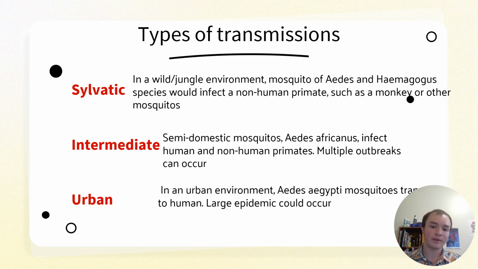The intermediate, or Savanna, cycle is an in-between between the sylvatic and the urban cycle, where semi-domestic mosquitoes, such as Aedes africanus, can infect humans as well as non-human primates. So this is where multiple outbreaks can occur. And last, we have the urban cycle, where in the urban setting, the Aedes aegypti mosquitoes can transmit the virus to humans, and this is where the large epidemics that we would normally associate with a yellow fever outbreak could occur.